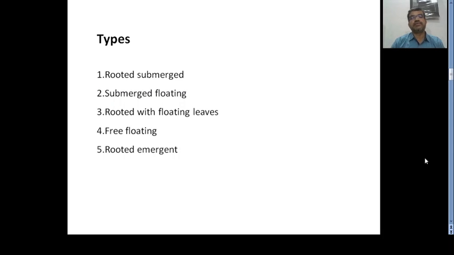They can be classified into different types based on where actually they are growing in the water, whether they are completely submerged, whether they are outside the surface of water, whether they are floating freely in water or they are fixed in the soil. The types are rooted submerged, submerged floating, rooted with floating leaves, free floating, and rooted emergent.